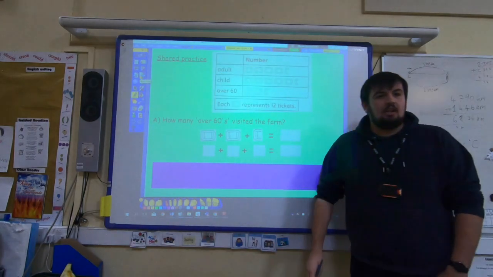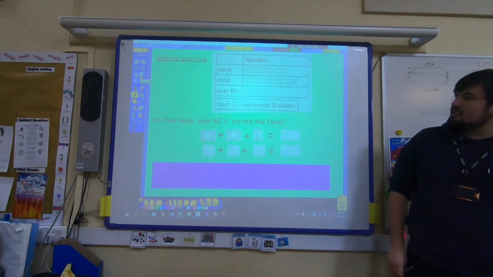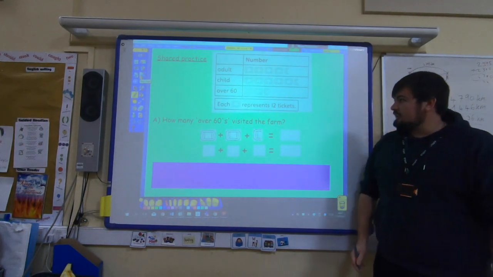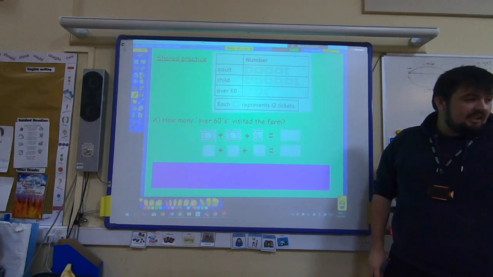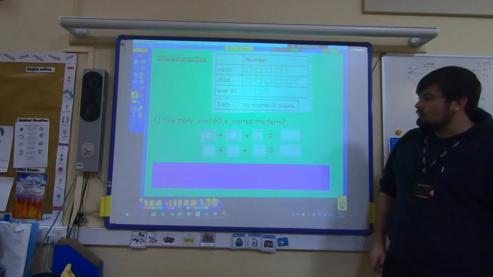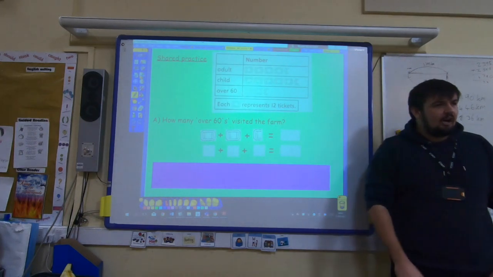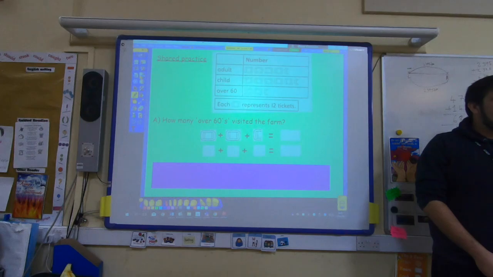Well, this time we're going to work this out. Because this is relating to my farm, so the question we had earlier. We're going to have a look again. This time we're looking at a different weekend and we've used a pictogram. I want you to answer this question for me. How many over 60s visited the farm?